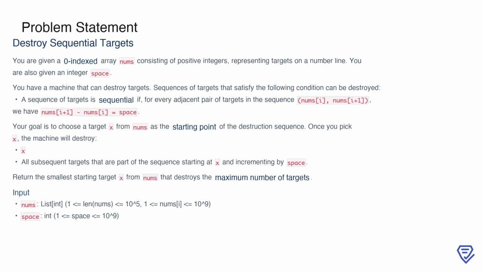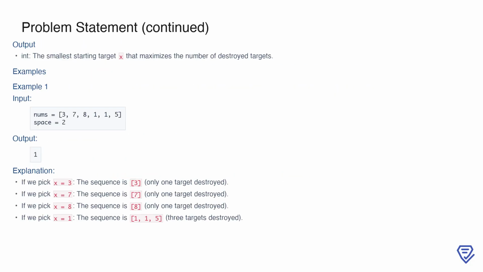Your task is to choose a target X from nums as the starting point. Once the starting target X is chosen, the machine will destroy X and all subsequent targets that form a valid sequence, each separated by space. The goal is to determine the smallest starting target X that results in the maximum number of destroyed targets. The expected output is an integer, which represents the smallest starting target X that destroys the maximum number of targets.